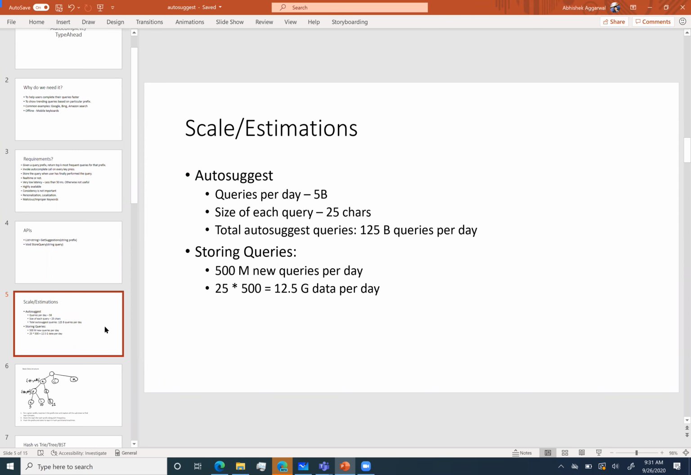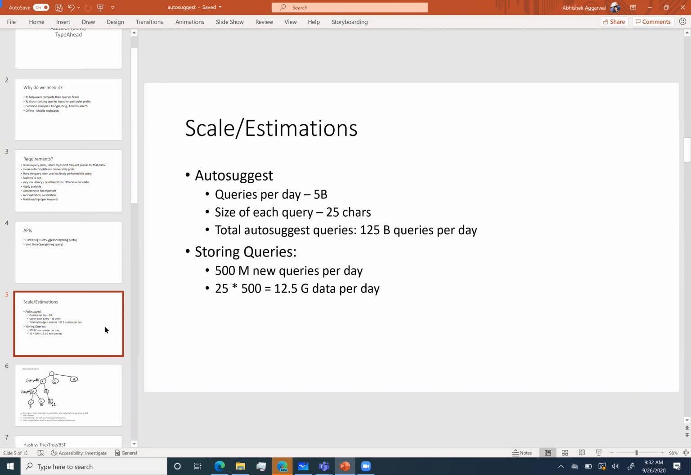But in our design, we are discussing simple prefix match: given a prefix, you have to find strings with the same prefix. We'll see a lot of challenges in that design itself. I did not get time to think about other approaches, but yeah, we could use those other approaches as well.